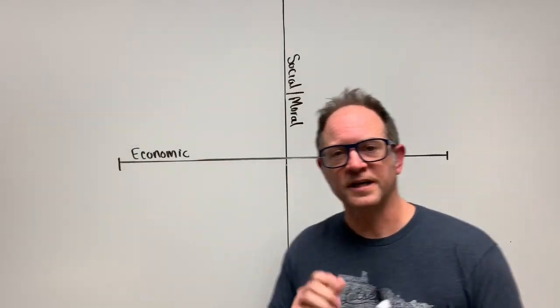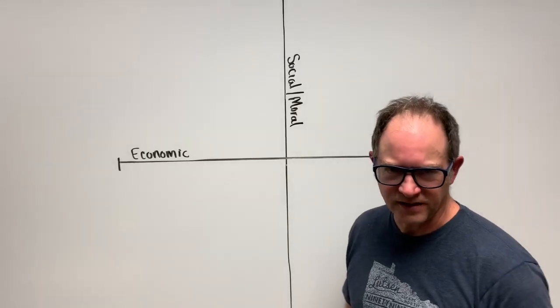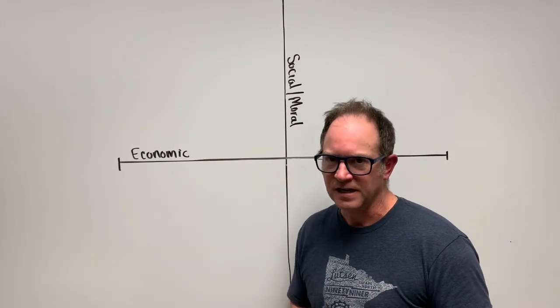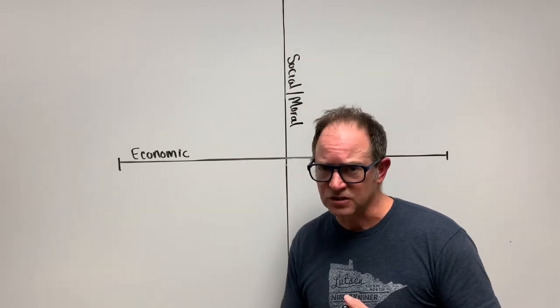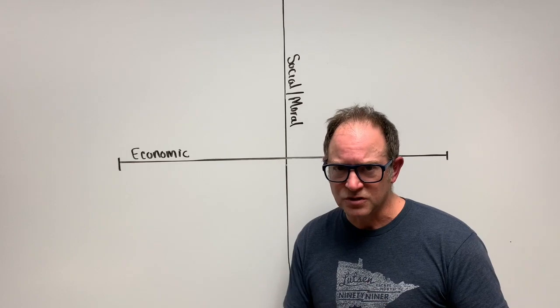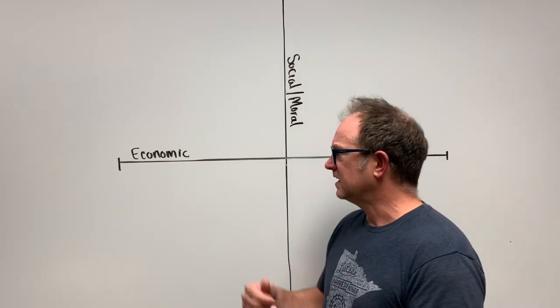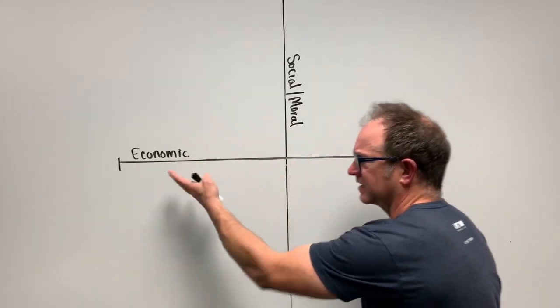All right, so the first thing I do is label my axes. The x-axis is the economic scale. That's where I find the wide range of beliefs concerning the economy or concerning who should answer the economic questions: what goods and services to produce, how to produce them, how to distribute them, what role government should have in basically providing for people's wants and needs. That's going to be on the x-axis here.